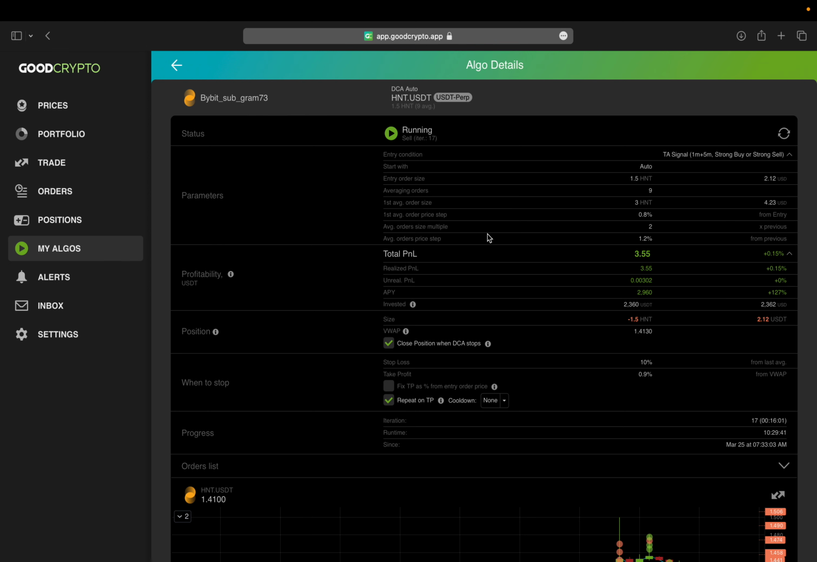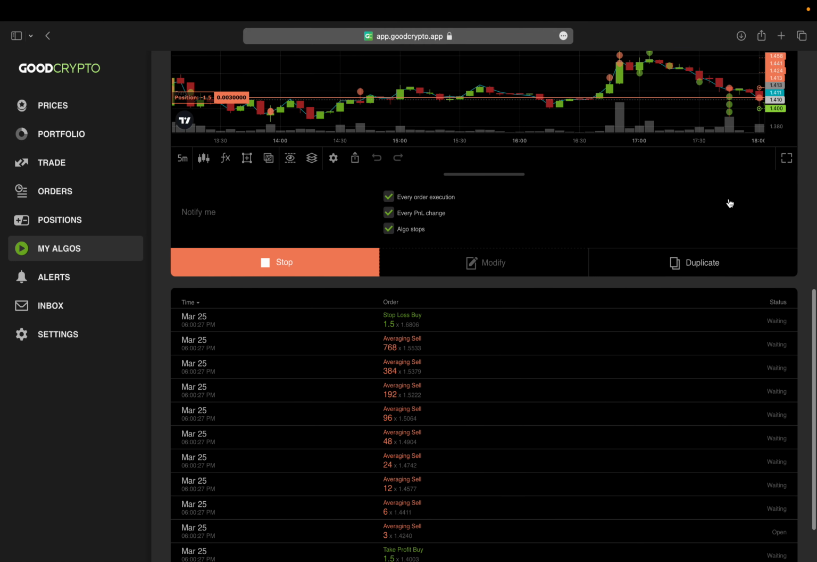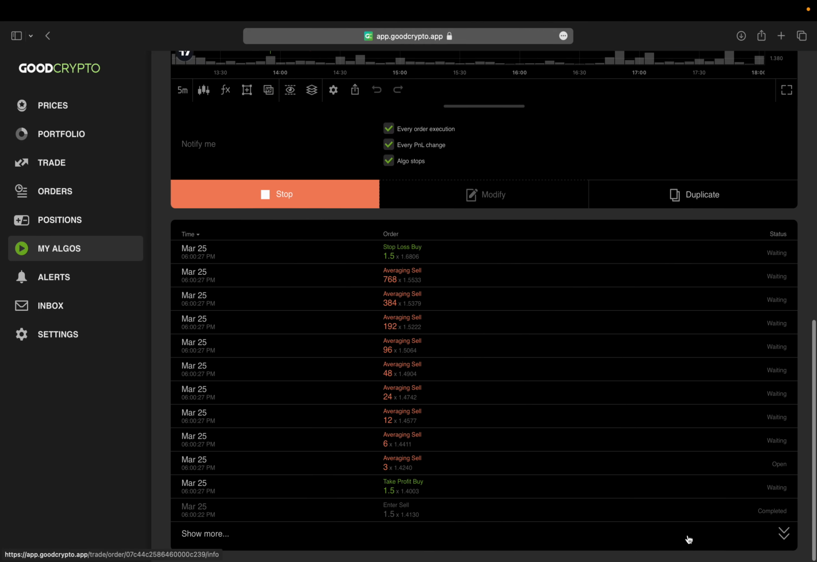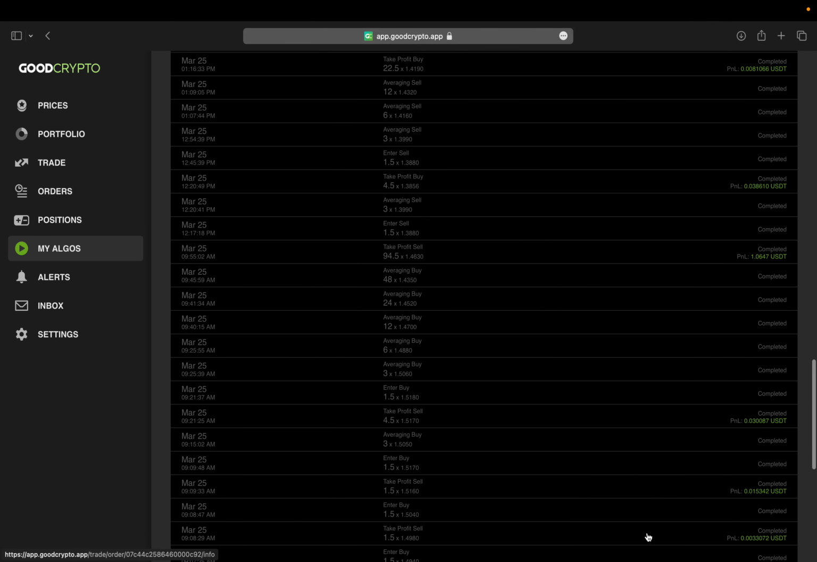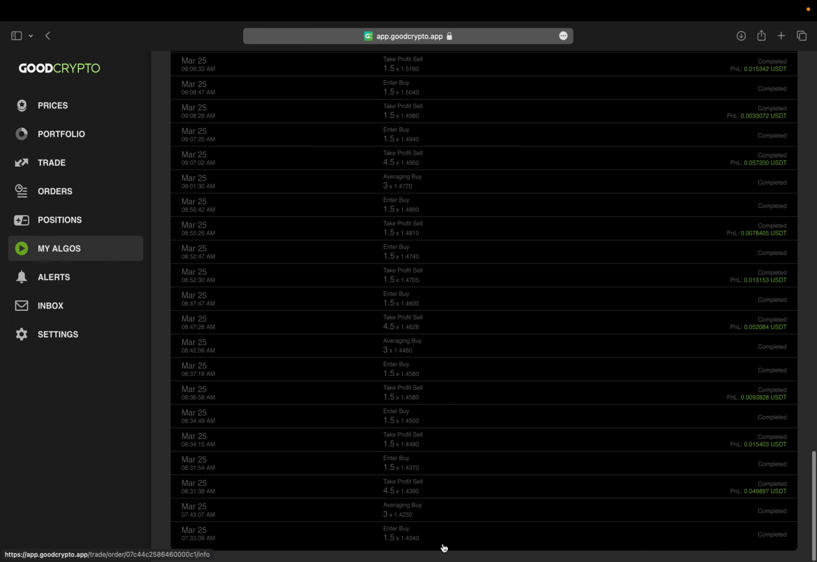I'm using here 1 minute plus 5 minute strong buy, strong sell signals, and basically what you can see here, and just let's look at our completed orders. So let's start with the beginning. So with enters, there is one average in buy and take profit. Next iterations: enters, take profit, enters, take profit, enters, average in buy, take profit, enters, take profit, enters, take profit, enters, average in buy, take profit, enters, take profit, enters, take profit.